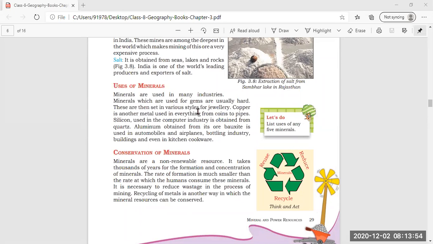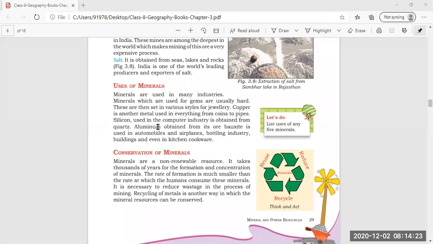Minerals which are used for gems are usually hard. Minerals used for gems means the valuable stones. They are very hard, and these are then set in various styles for jewelry. These gems, these stones, are set in various jewelries.